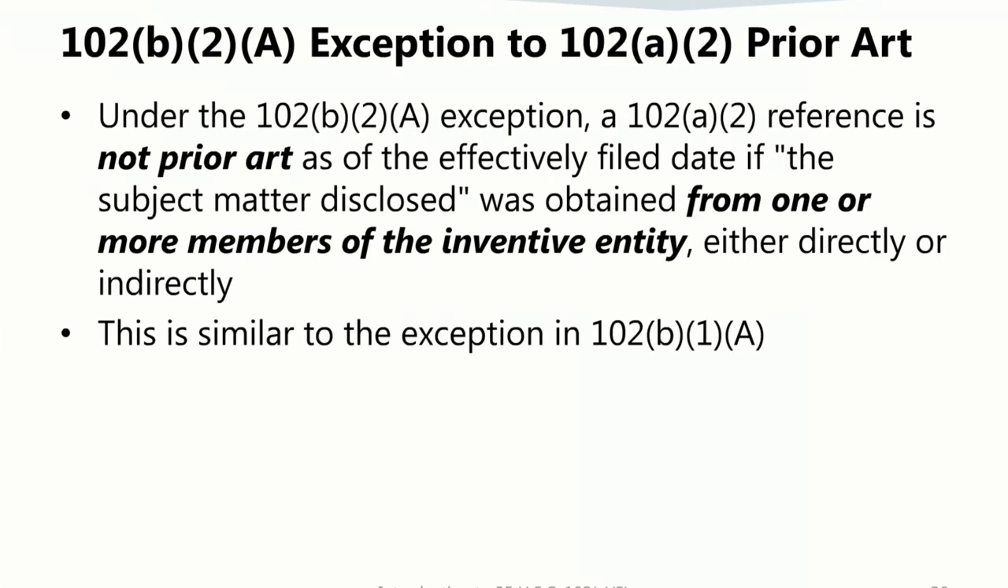Note the similarities between this and 102B1A. Both have to do with disclosures of material that originated with the inventor or joint inventor. Also, the phrase, "the subject matter disclosed," means the same under 102B2A as it did under 102B1A. With 102B2A, however, the disclosure need not be within a grace period in order for the exception to apply.